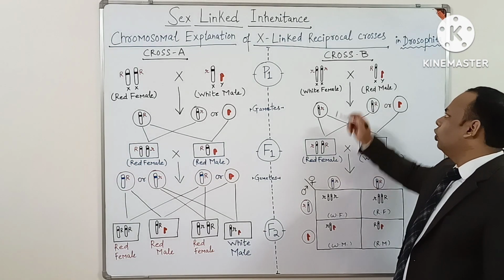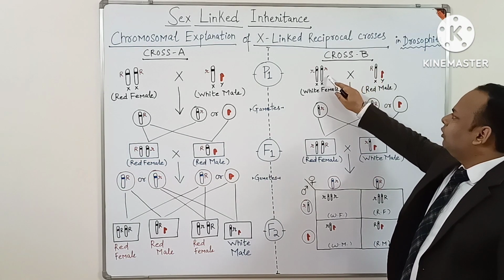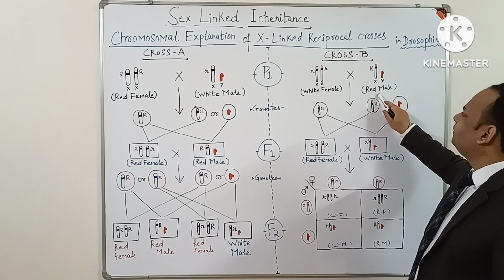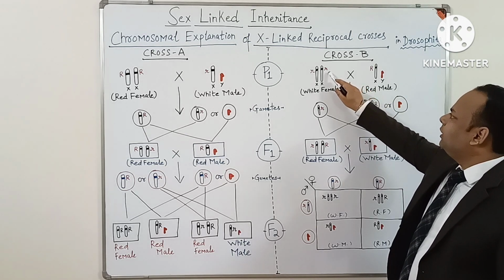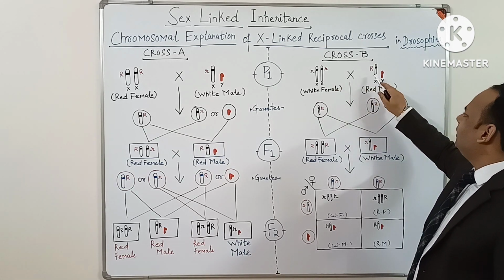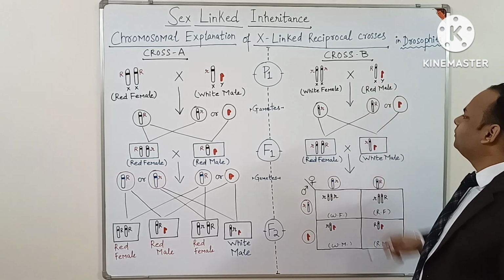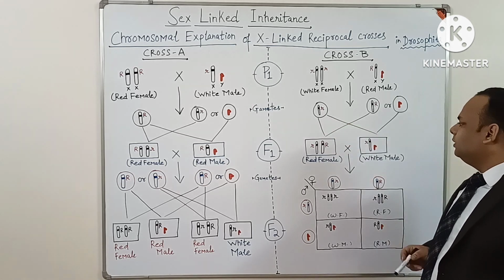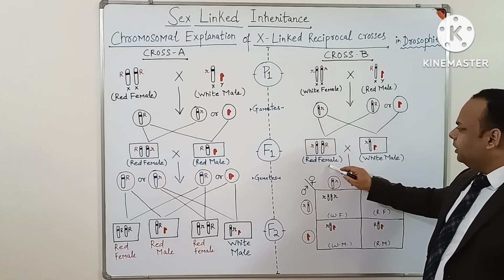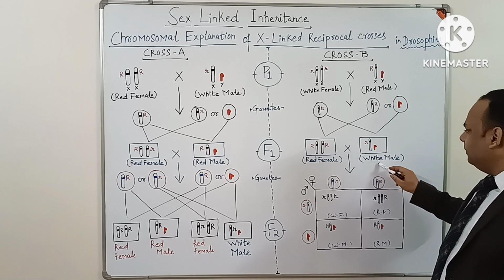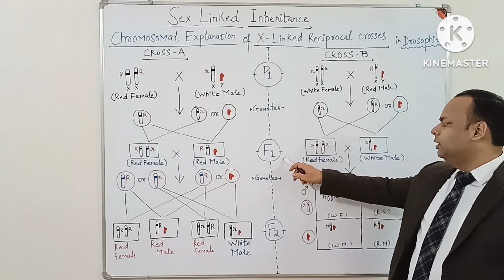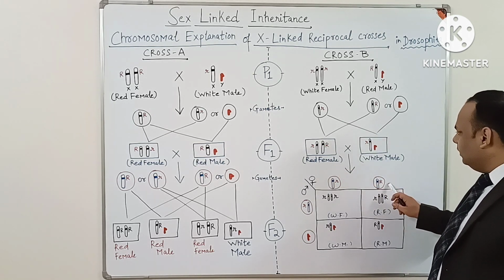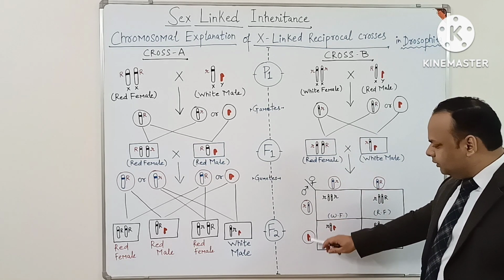Similarly, in cross B, we have a homozygous recessive white female and a red male. The recessive gene is represented by small r and the dominant red gene by capital R. The following types of gametes are produced, which result in a heterozygous red female and a white male. Now this F1 generation is self-fertilized. The female produces the following gametes and the male produces these gametes.